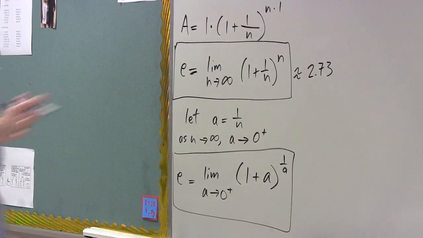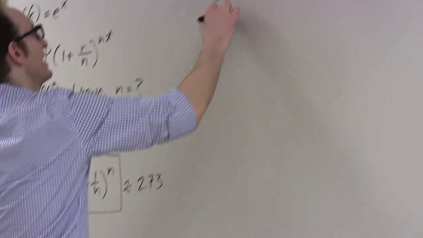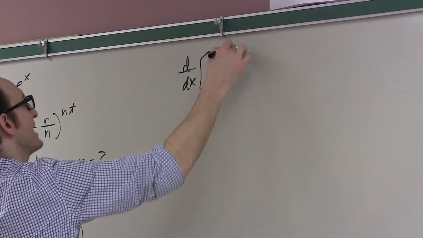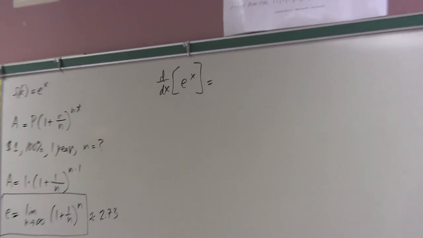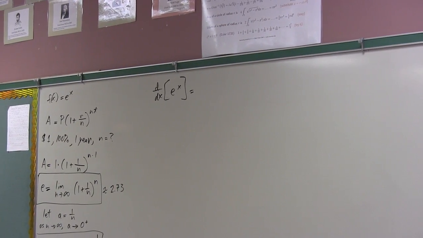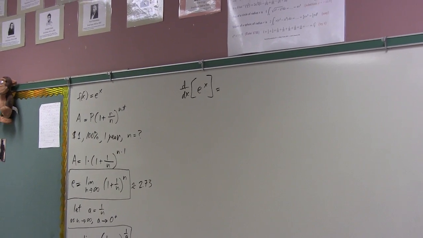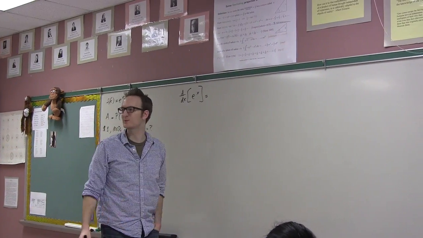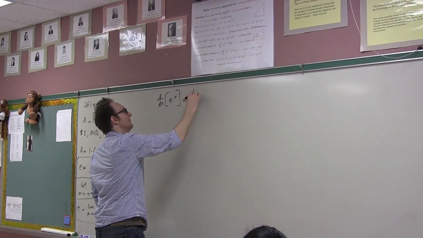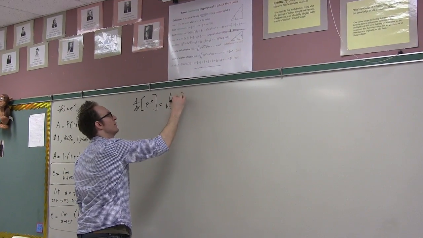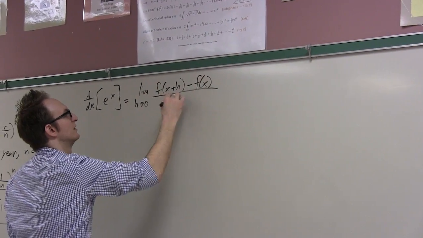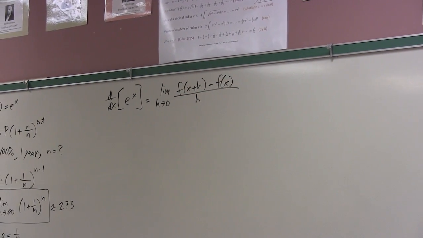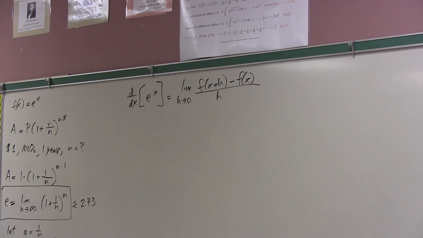Okay, without further ado, let's take the derivative of this exponential function. Let's do it. How do we do it? Same thing we do every single time, right? It's just the limit as h goes to 0 of f of x plus h minus f of x, all over h.